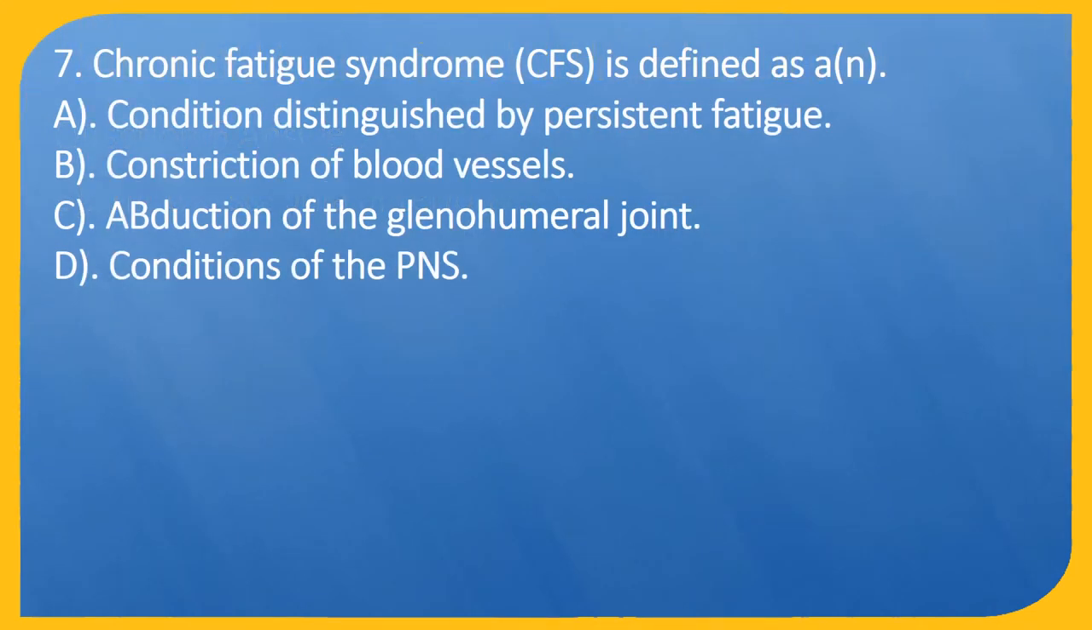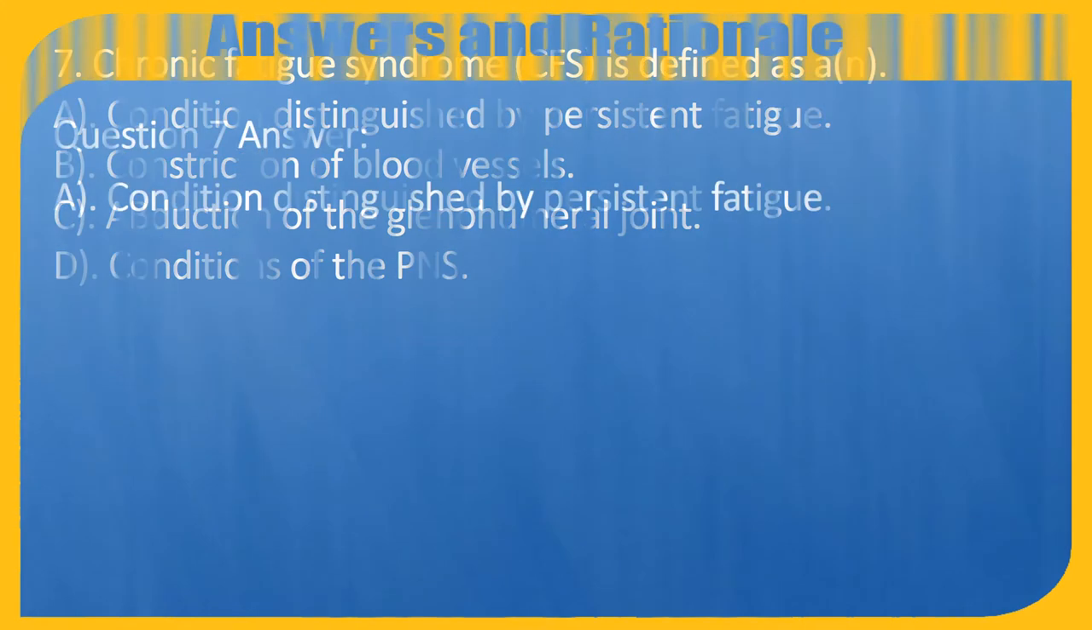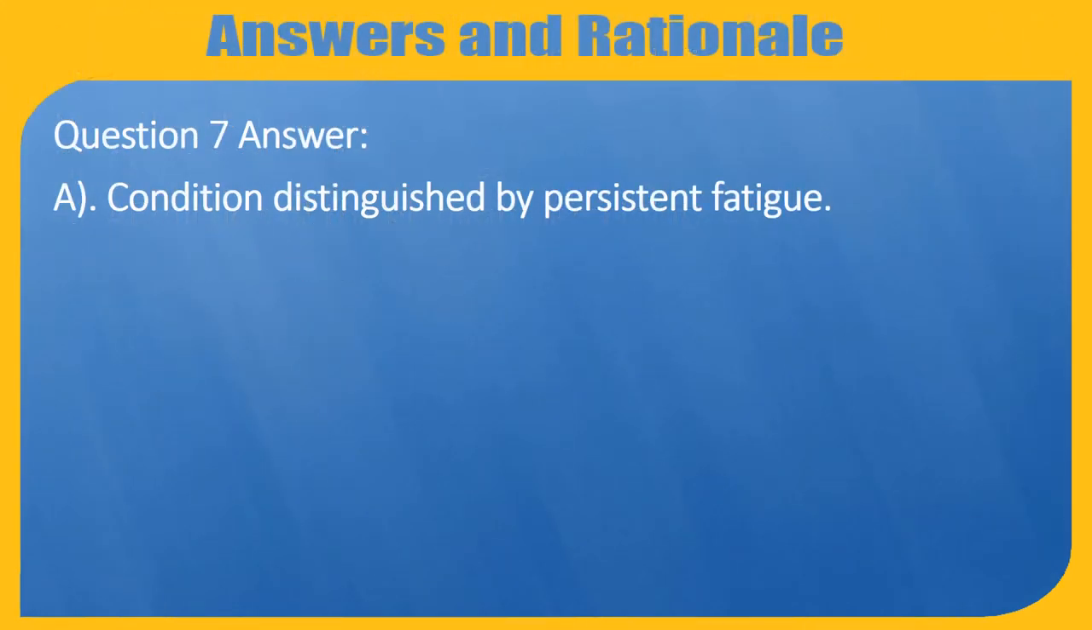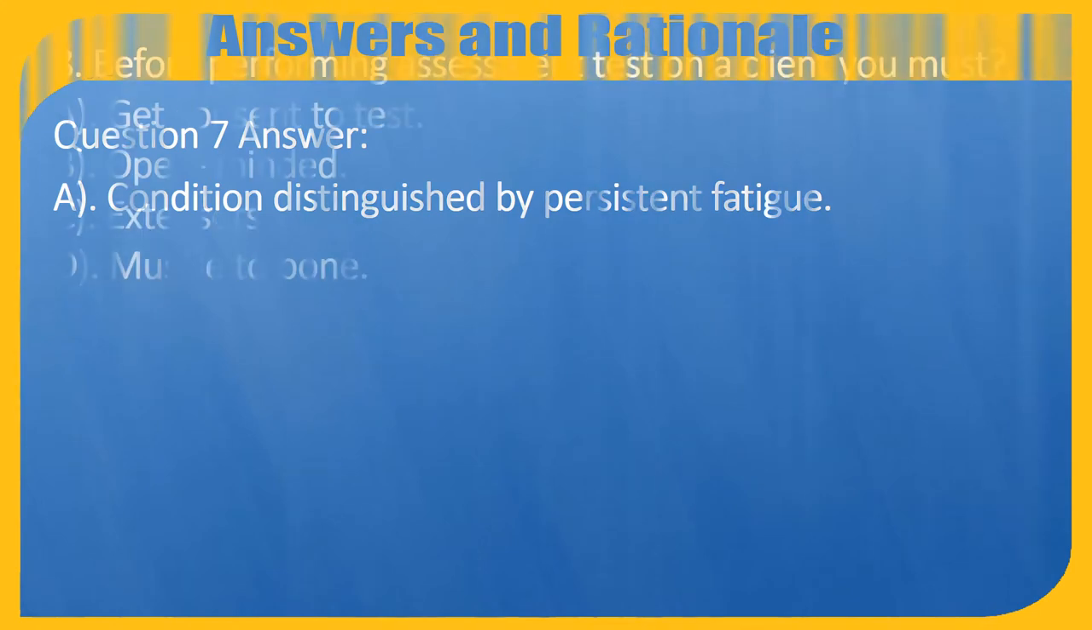Question 7. Chronic fatigue syndrome, CFS, is defined as an A. Condition distinguished by persistent fatigue. B. Constriction of blood vessels. C. Abduction of the glenohumeral joint. D. Conditions of the PNS. Question 7. Answer. A. Condition distinguished by persistent fatigue.